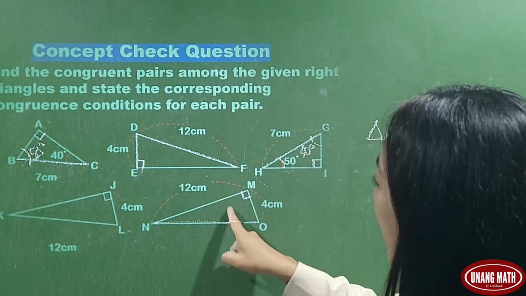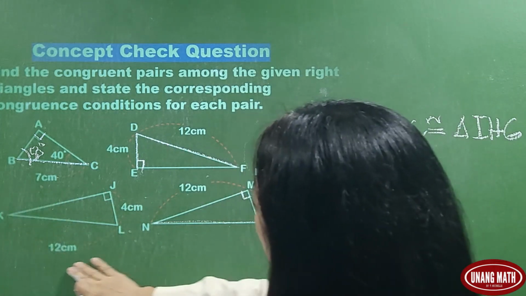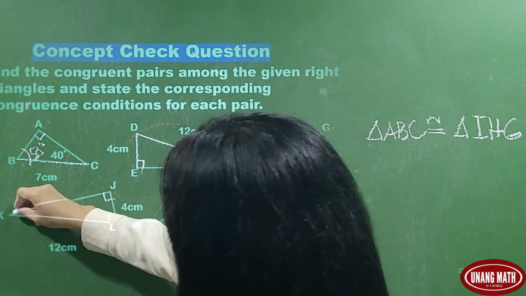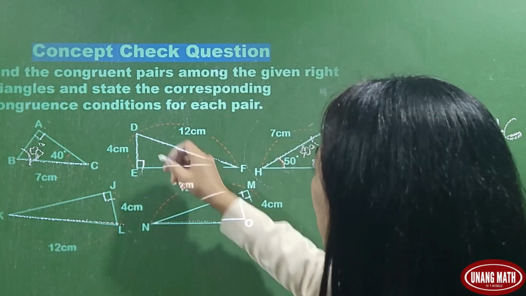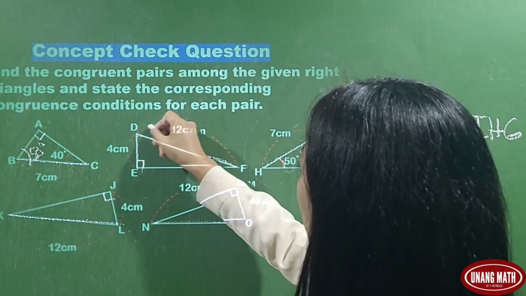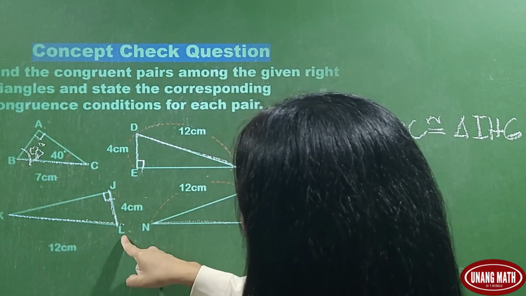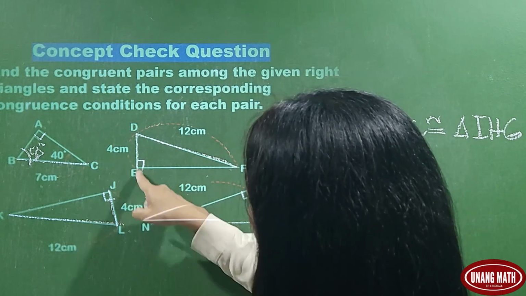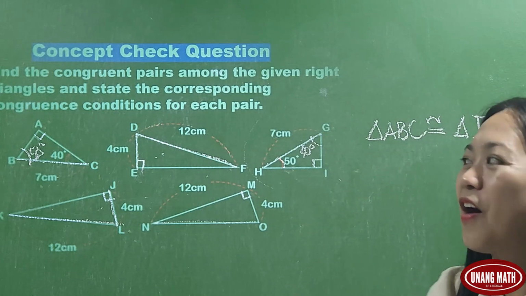So this triangle is not congruent to this triangle. Okay, what about this one? If this is the right angle, opposite side hypotenuse, so this is the hypotenuse and this is 12 centimeters. So same or equal to this length. And segment JL is 4 centimeters. DE is 4 centimeters. So it means these two triangles are congruent.